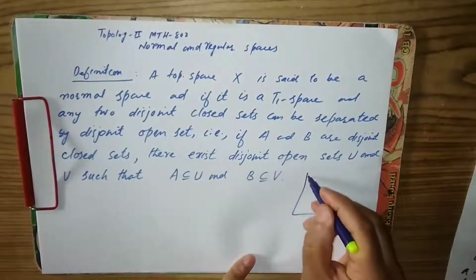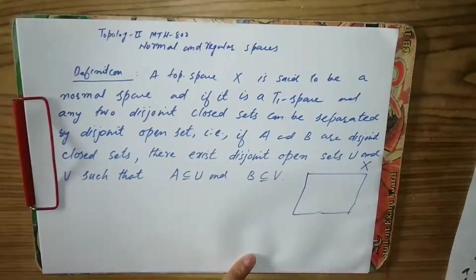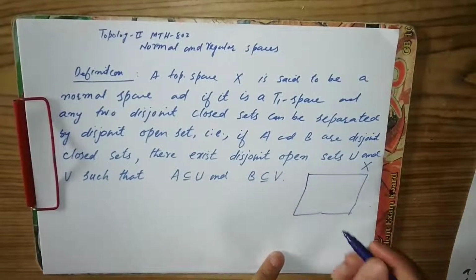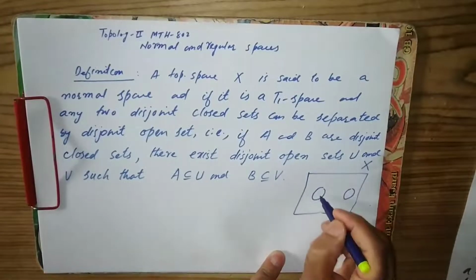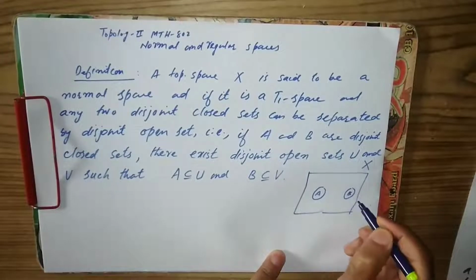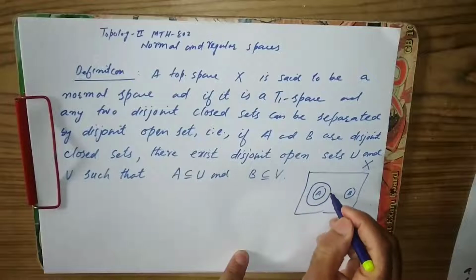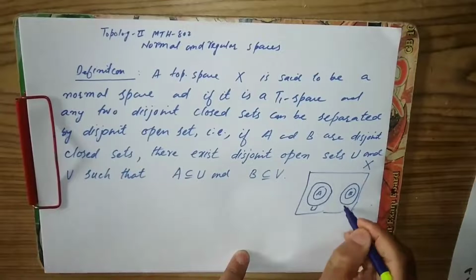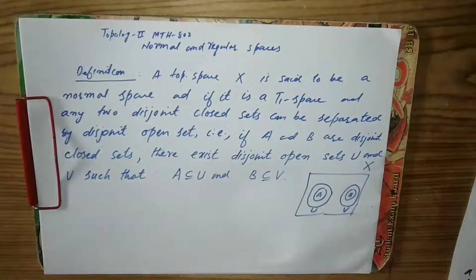That is, if we have a topological space X, then we say this topological space X is a normal space if it is first a T1 space. T1 space means that every singleton set is closed. Second, if we have any two disjoint closed sets A and B, there should exist two disjoint open sets U and V, where U contains A and V contains B. This is U and this is V. That is the definition of a normal space.